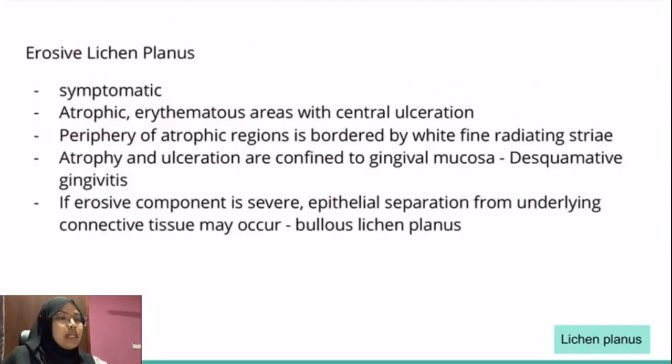Next is the erosive lichen planus. It is symptomatic and there is an atrophied erythematous area with central ulceration. The periphery of the atrophied region is bordered by white fine radiating striae, and the atrophy and ulceration can also be confined to the gingival mucosa, which produces a clinical pattern called desquamative gingivitis. If the erosive component is severe, epithelial separation can occur, and this results in the bullous lichen planus.